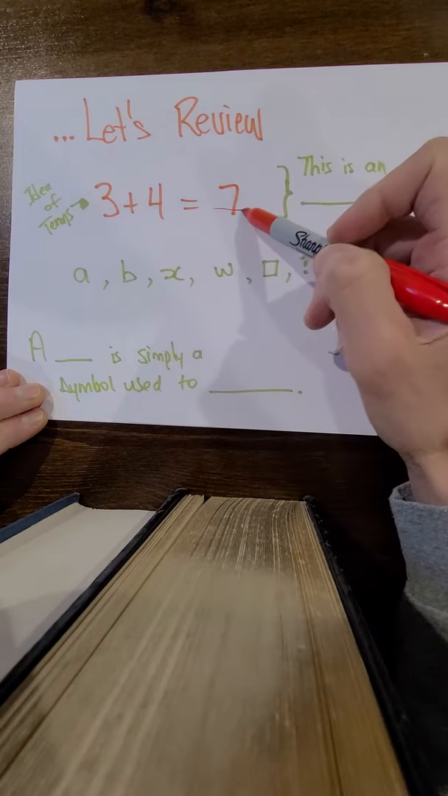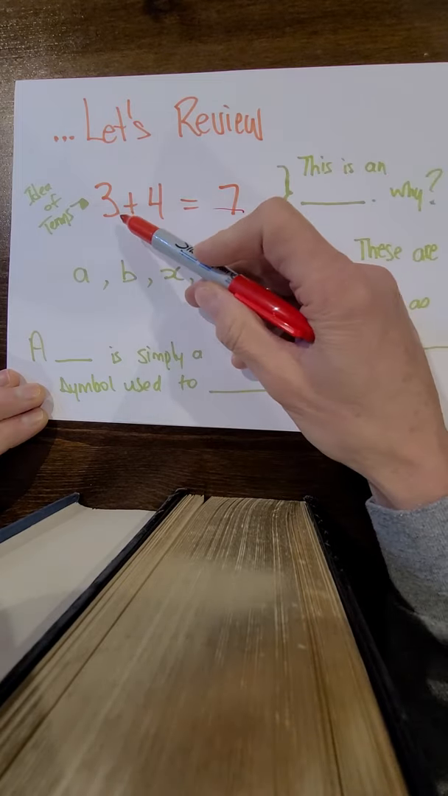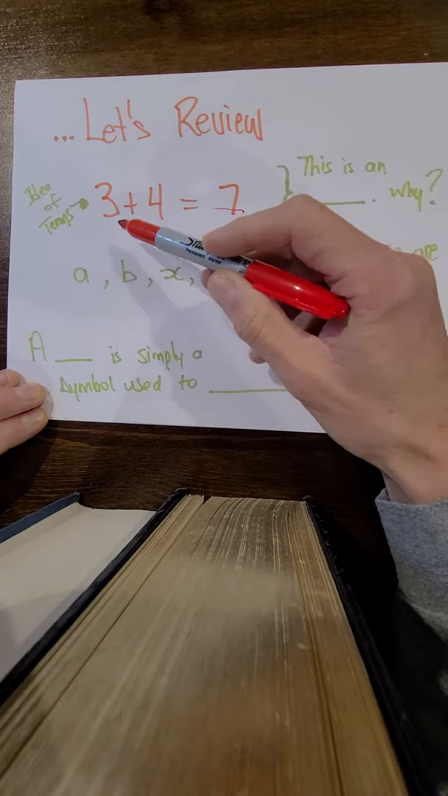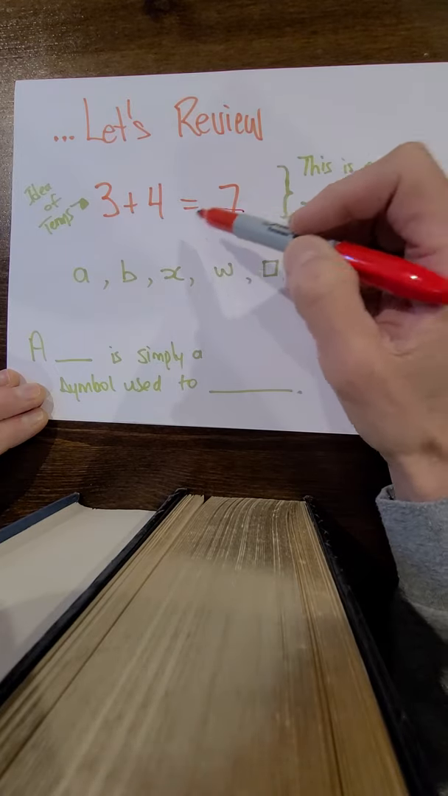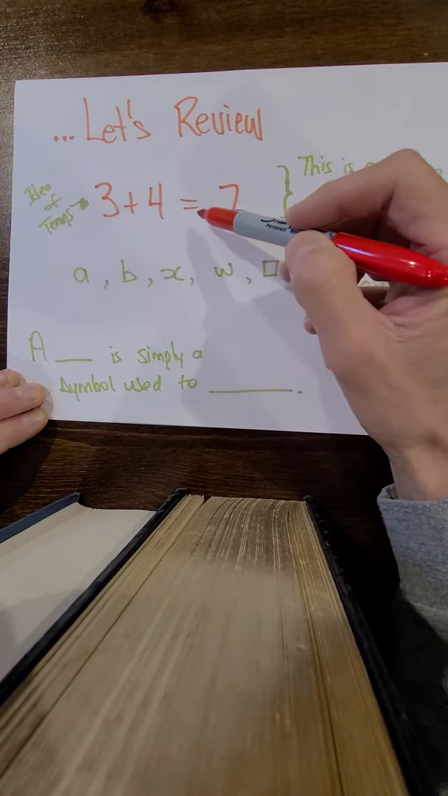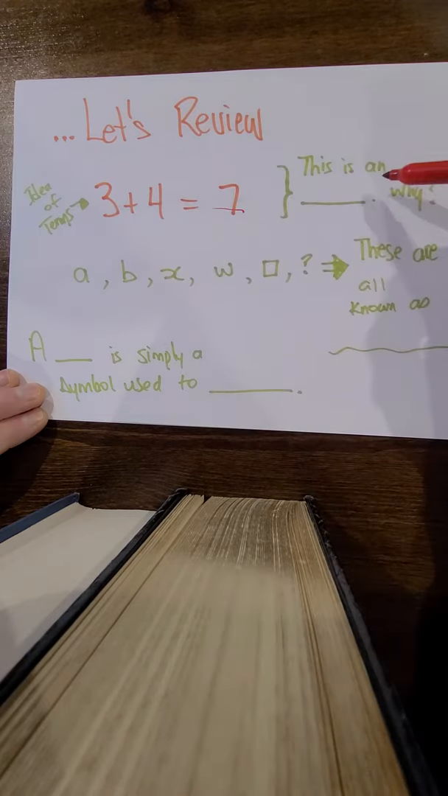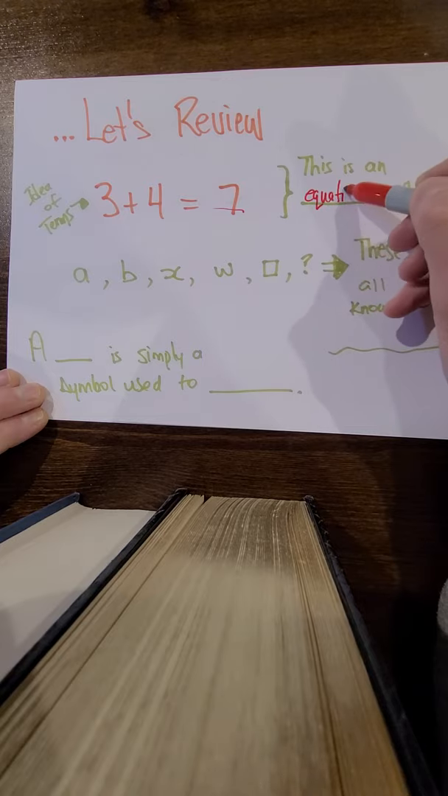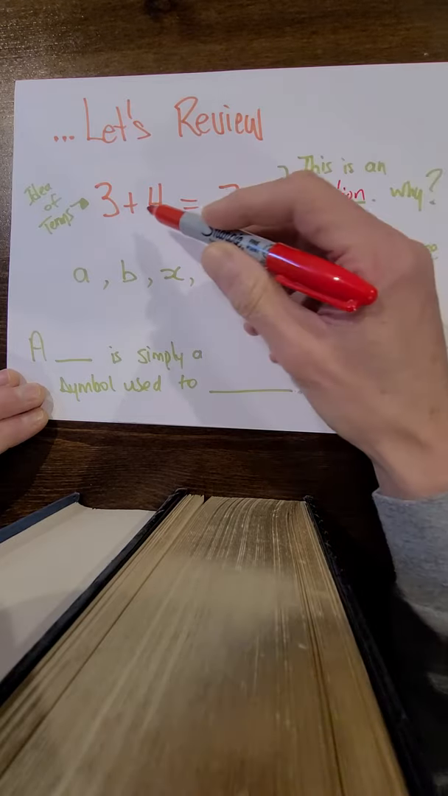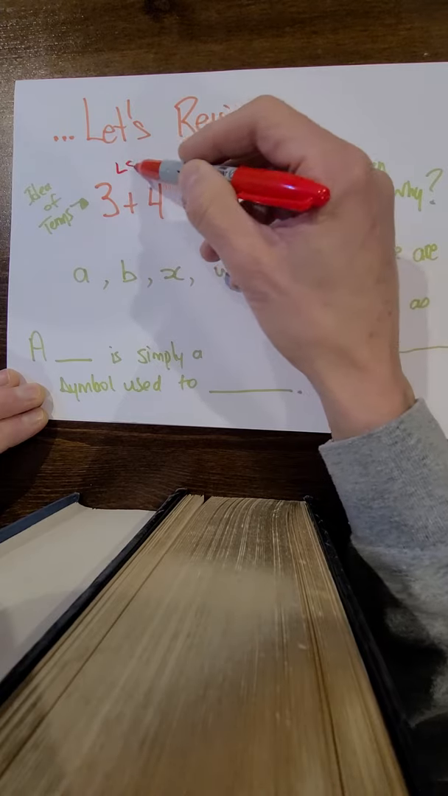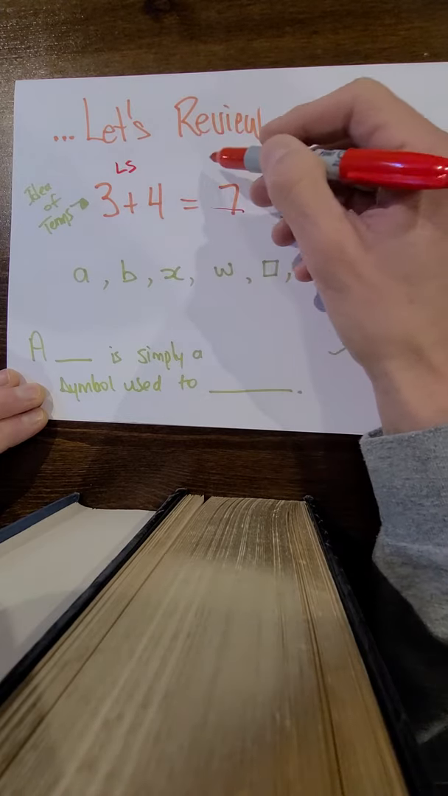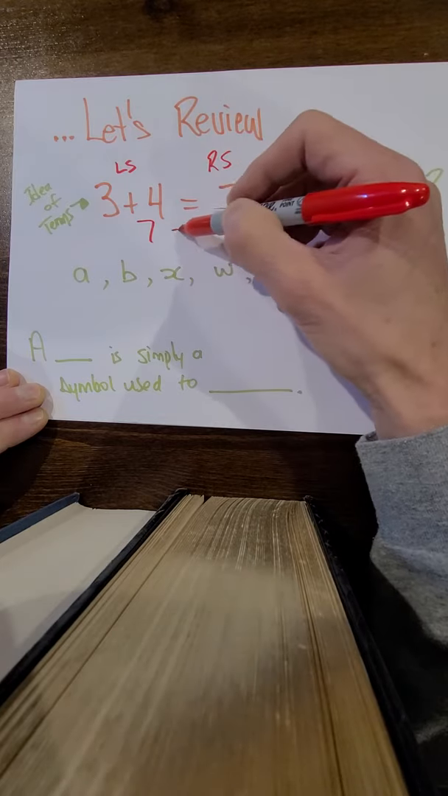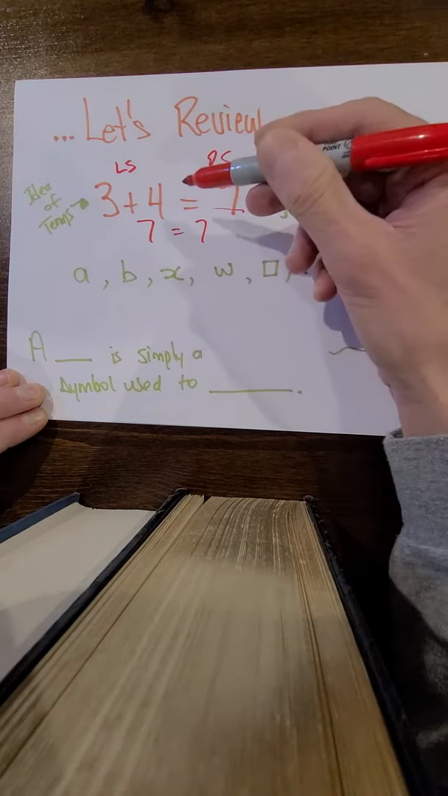Yes, this is an equation. Okay, we have 1, 2, 3 terms. What separates terms? The operation signs. Okay? So, this is an equation. Why? Because the left side of the equal sign equals the right side. Right? So 7 equals 7. That's an equation.